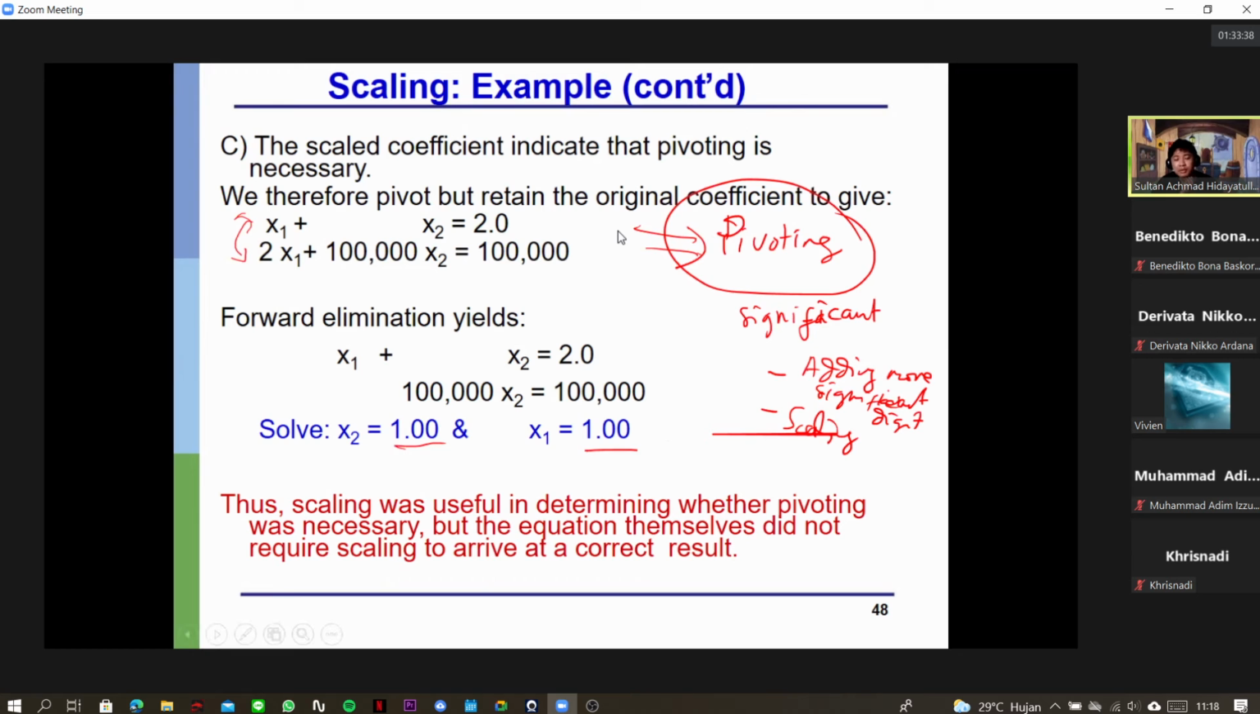Ma'am, excuse me, ma'am. Yeah, Sultan. I want to ask about selecting the biggest value for the pivot. It's just for clarifying. It doesn't change any value, right, ma'am? So it just swaps, right? So there's no value that changes, like becoming negative or anything, right?